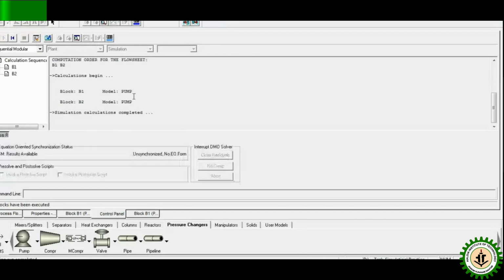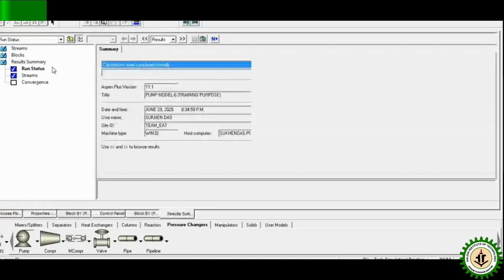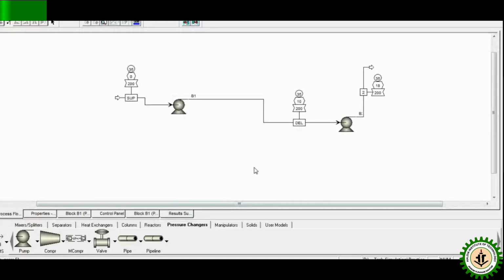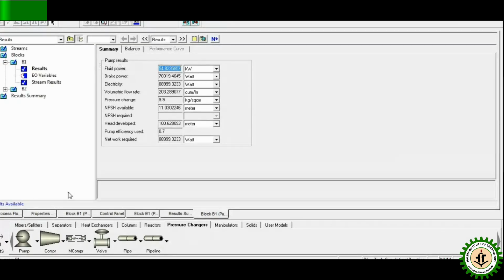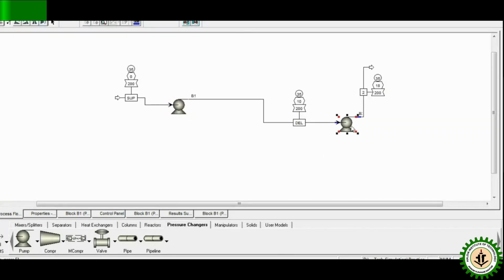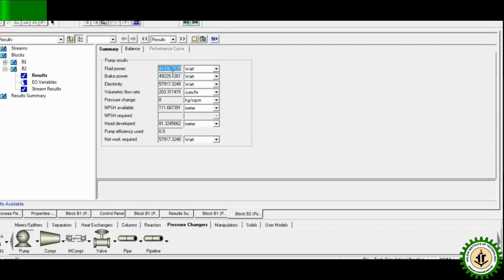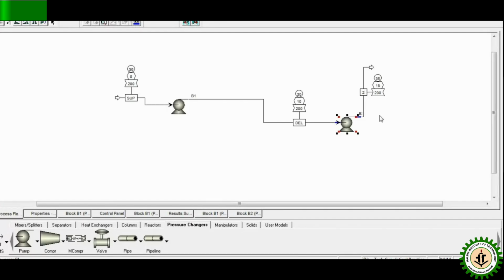Both the blocks are successfully run. You can see here, or if you go here also, how much power this pump is taking. It is 54 kilowatt, as I explained earlier. Now I want to see this pump, how much power it is taking. This is also taking 44 kilowatt because this pump discharge is coming here and it is being pumped here. So this way the simulation goes on.